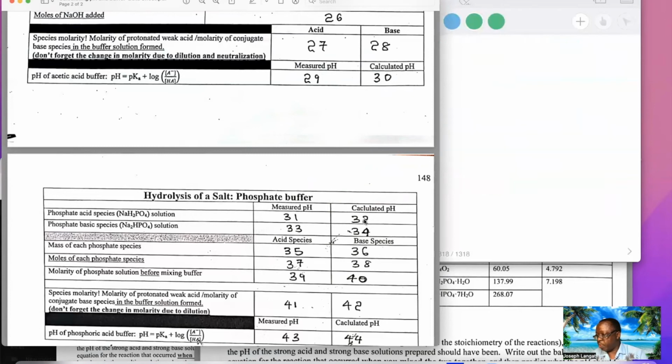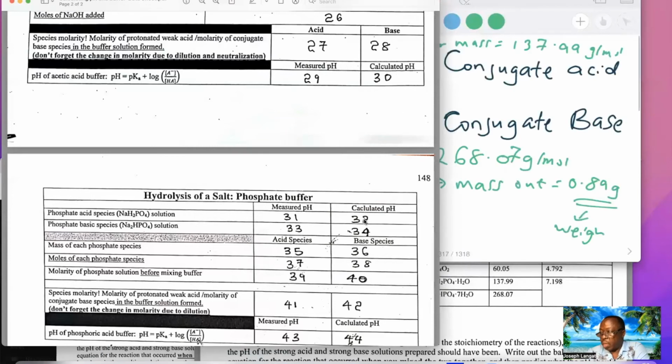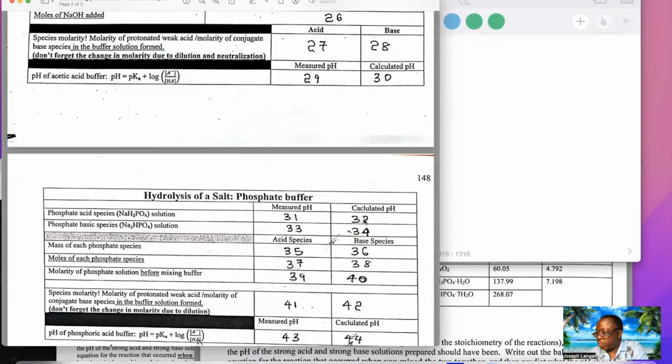Let's start with number 32 here. How do you proceed with number 32? First of all, is it an acid or is it a base? If I look at how I labeled it, that is the acid. It has an extra hydrogen. The other one is a base, less one hydrogen. So if it is an acid, you find the molarity.